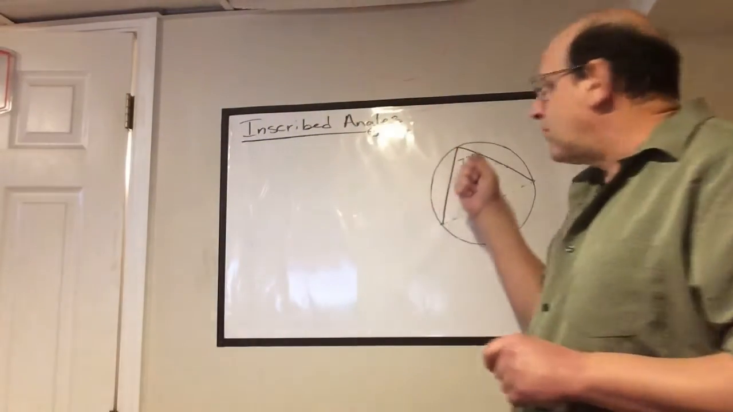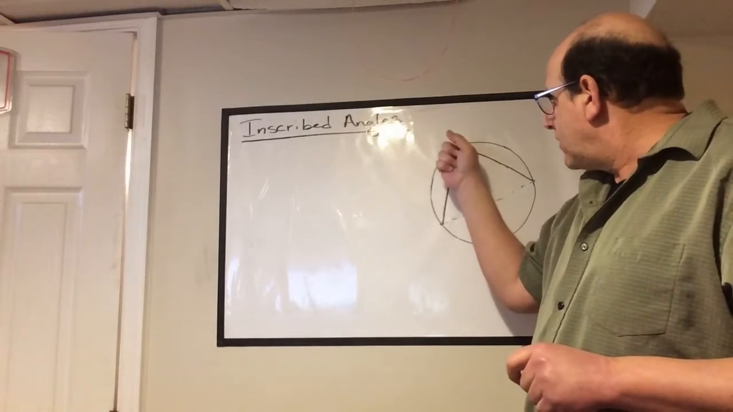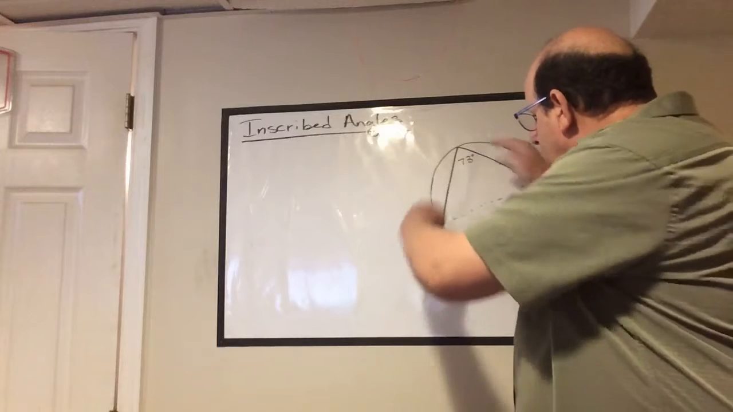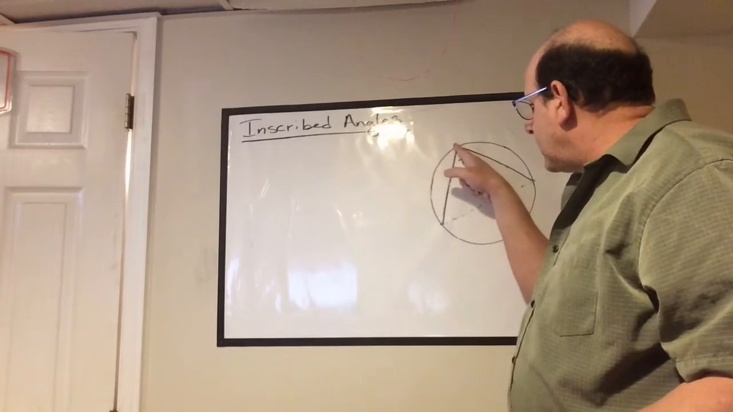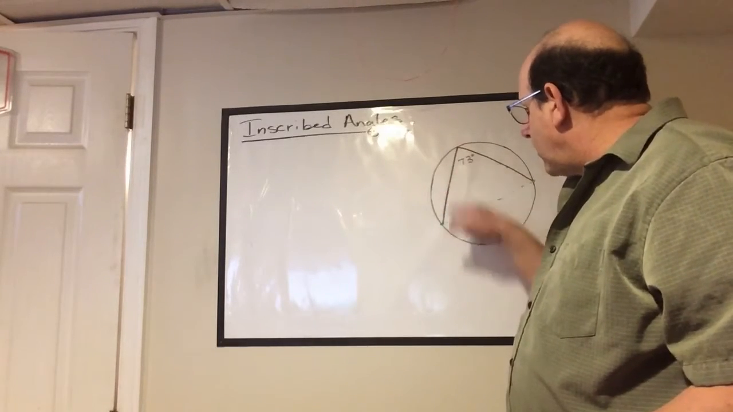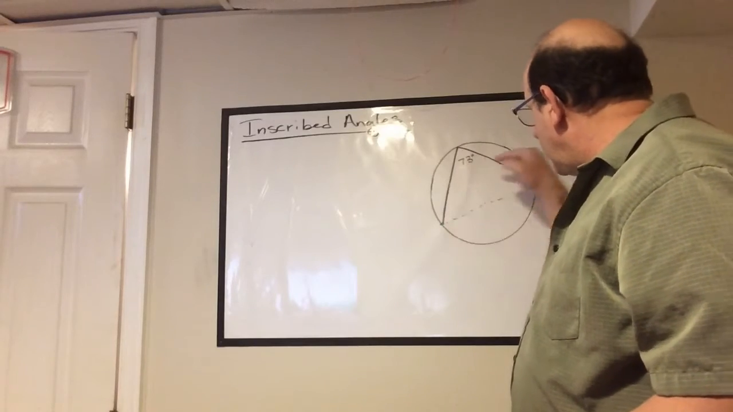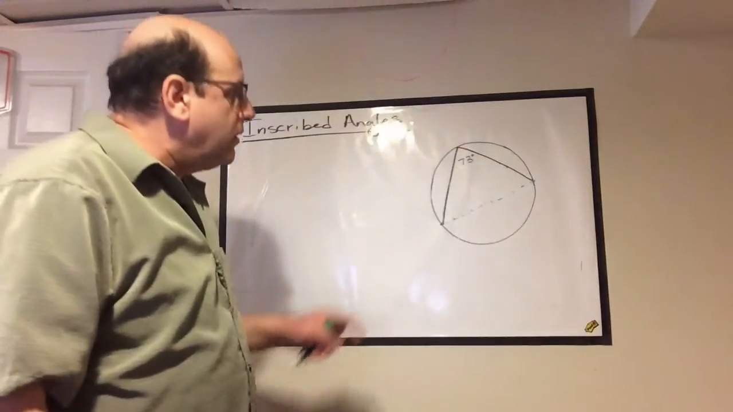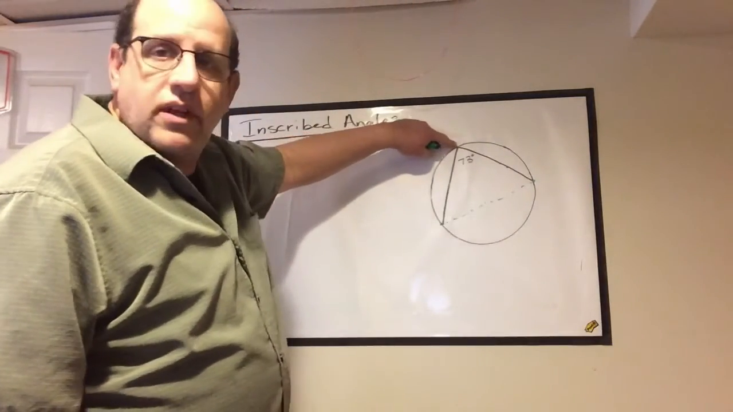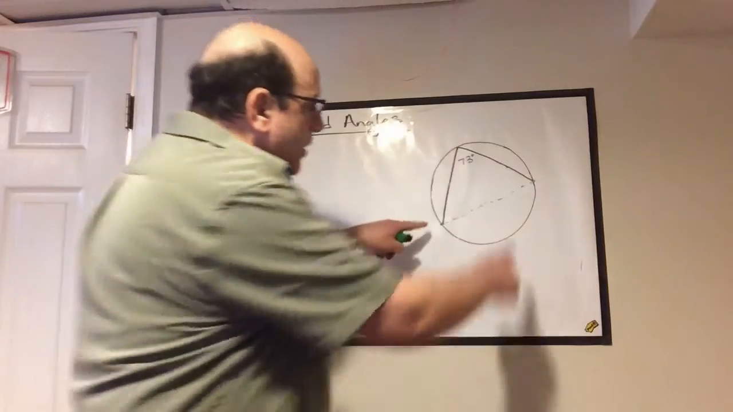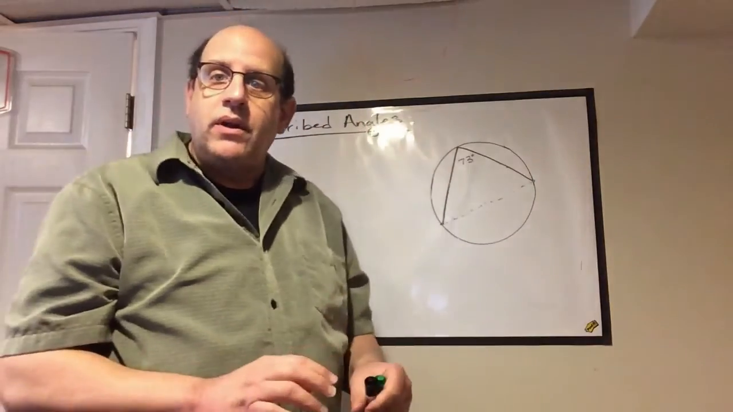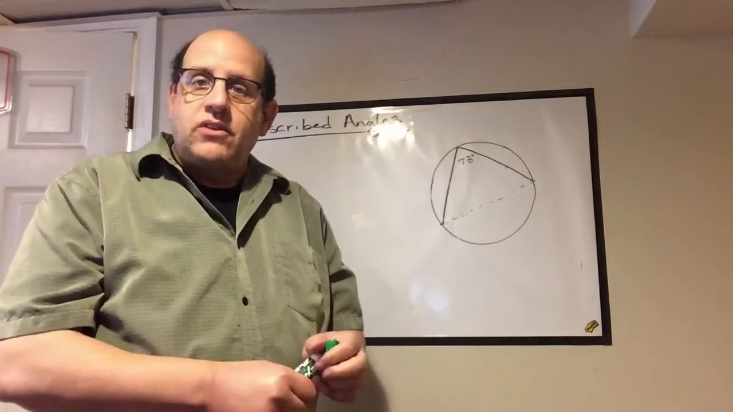An inscribed angle is an angle that has a vertex on the circle. Okay, that's that pointy part, the point where the two rays come out of, right? And then it also cuts a chord in the circle. So an inscribed angle, its vertex touches the edge of the circle and cuts an arc out of the circle. Now, that's the definition of an inscribed angle.